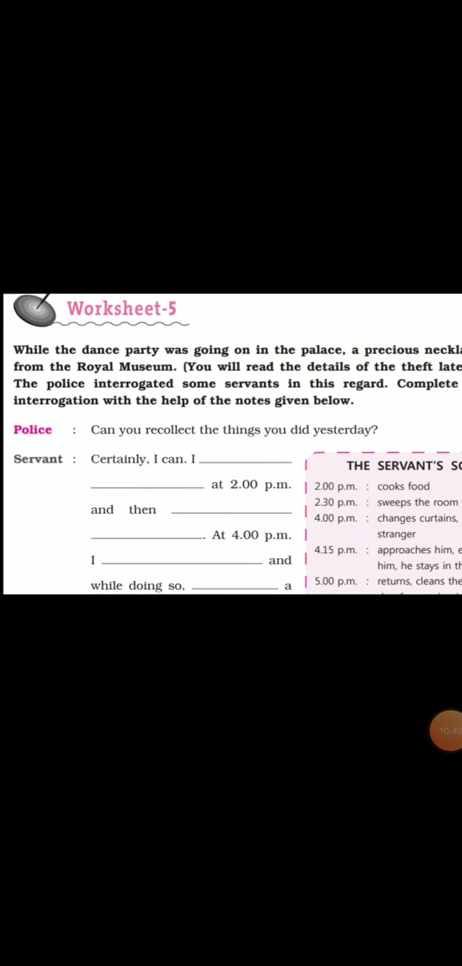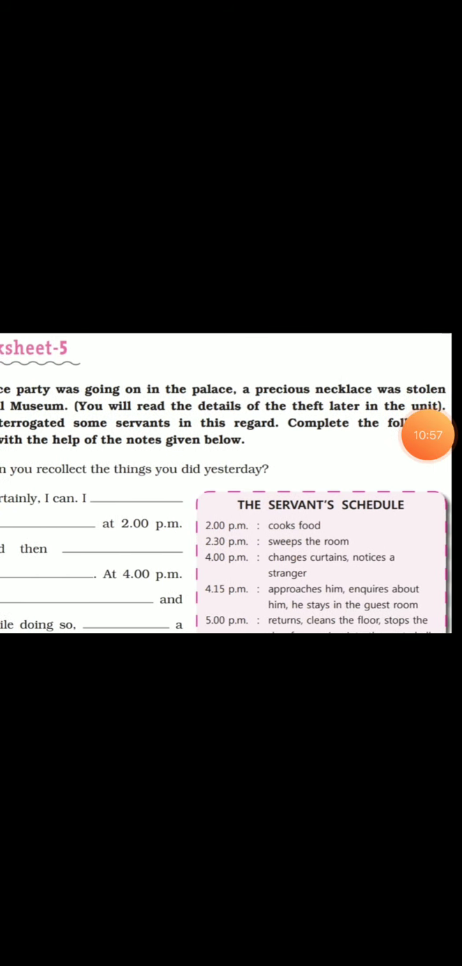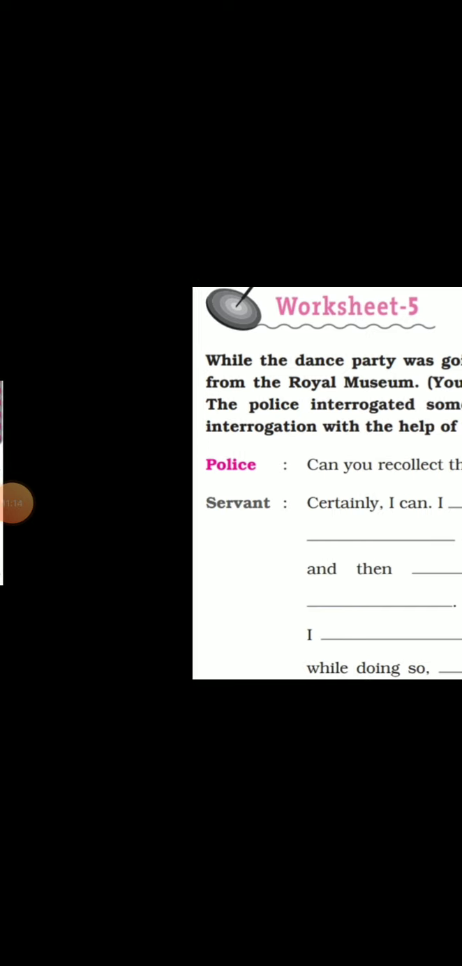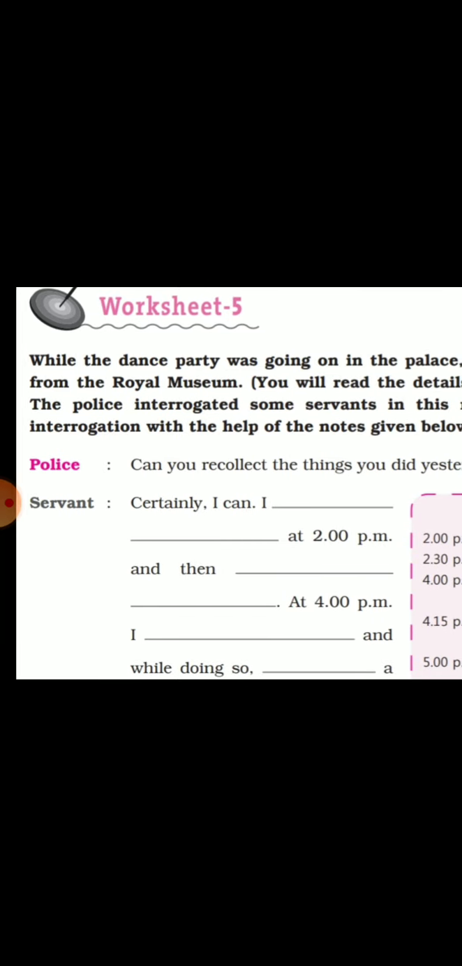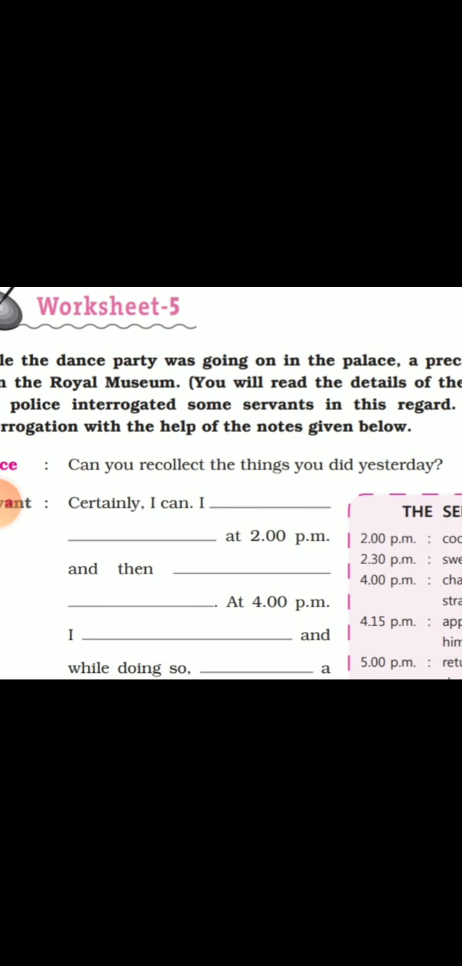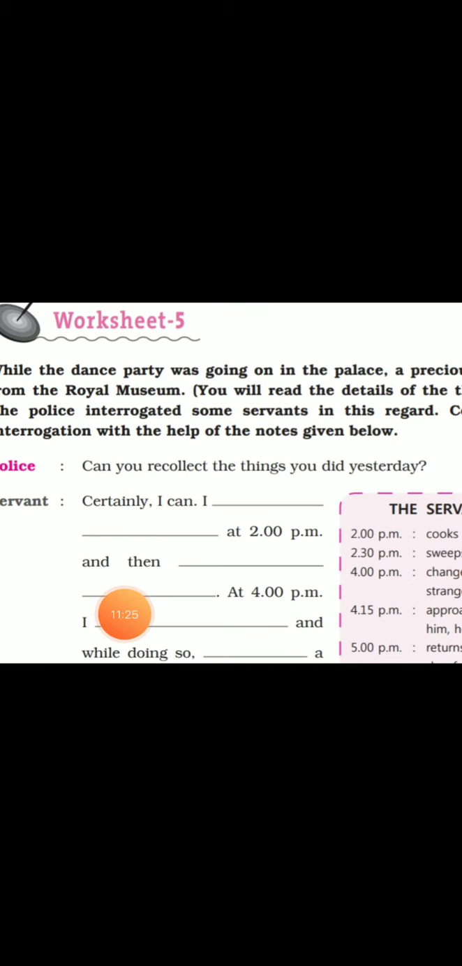Now, what is the next worksheet? Worksheet number 5. While the dance party was going on in the palace, a precious necklace was stolen from the Royal Museum. You will read the detail of the theft later in the unit. The police interrogated some servants in this regard. Complete the following interrogation with the help of notes given below. You can see here some conversation between police and servant is given.